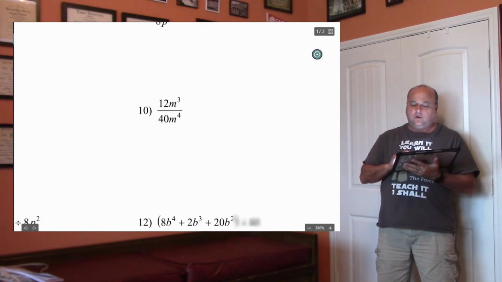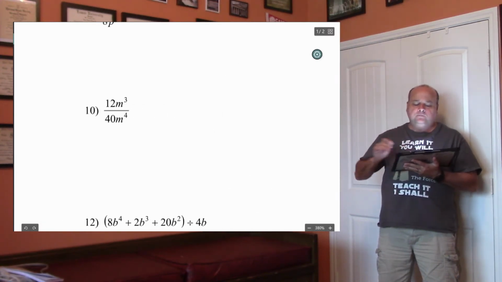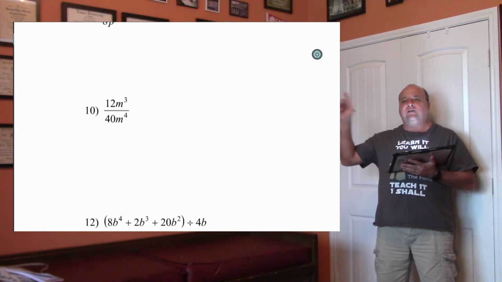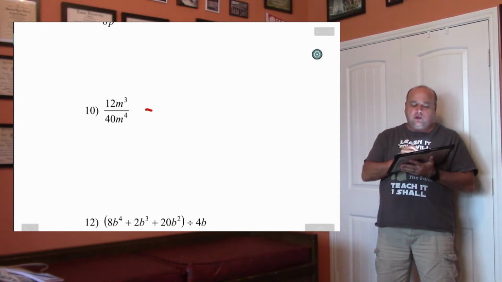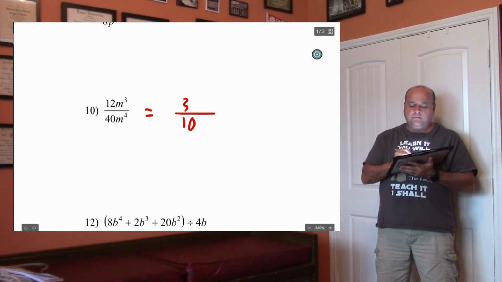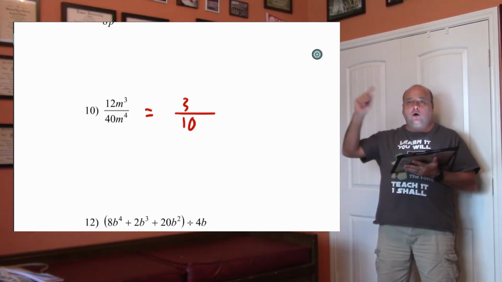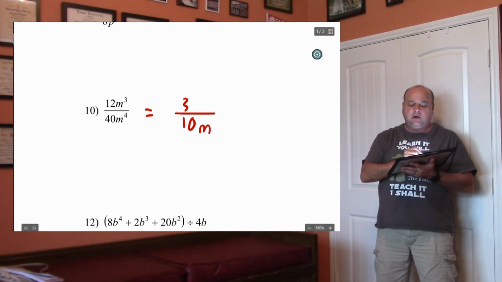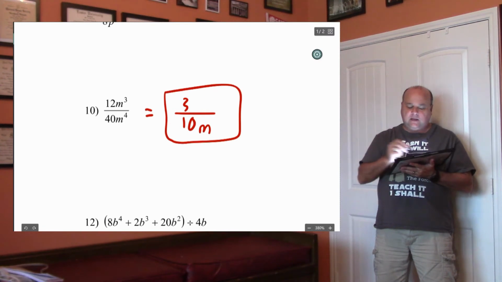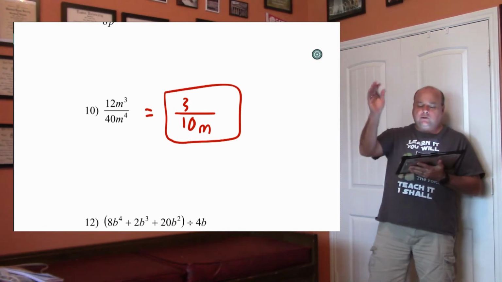Let's go to number 10. Okay, 12 divided by 40. If I were to punch that in on the calculator, you could divide both of them by 4. You would get 3 over 10. Now then, where are most of my M's? Most of my M's are on the bottom, and I'm going to do 4 minus 3 and get 1. I don't put the 1. That's the answer. So let's continue on.